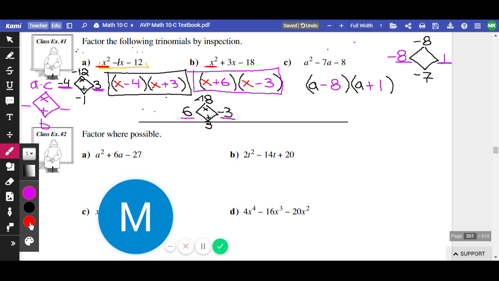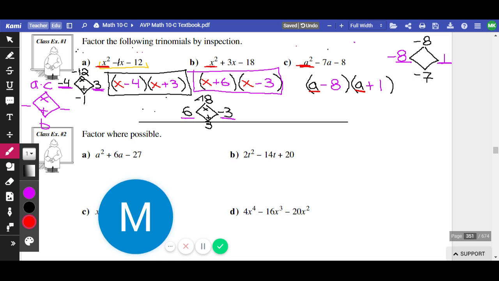The first term of my trinomial is always the first 2 terms times each other. So to get a squared, I had to have a and a. I didn't put x and x, right? Sometimes people will accidentally put an x because they're so used to x's being there. Try to check with the letters just to make sure you're on the right track. Then I had to figure out the second term in each binomial.